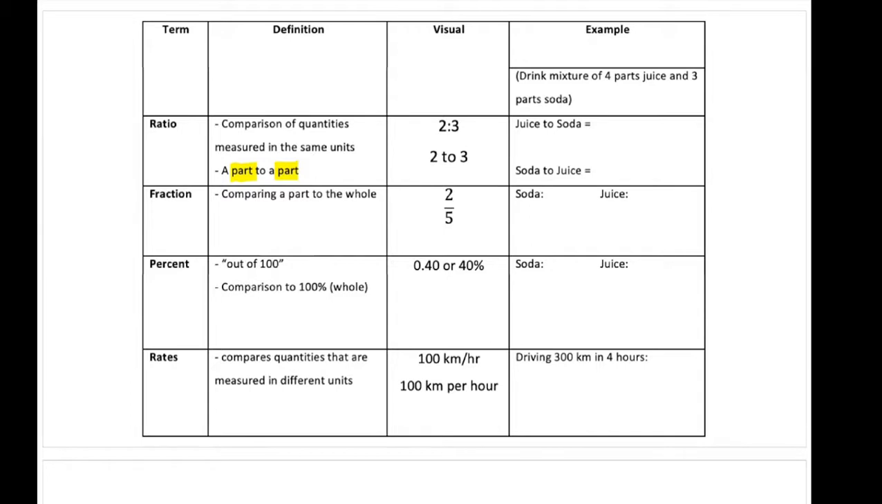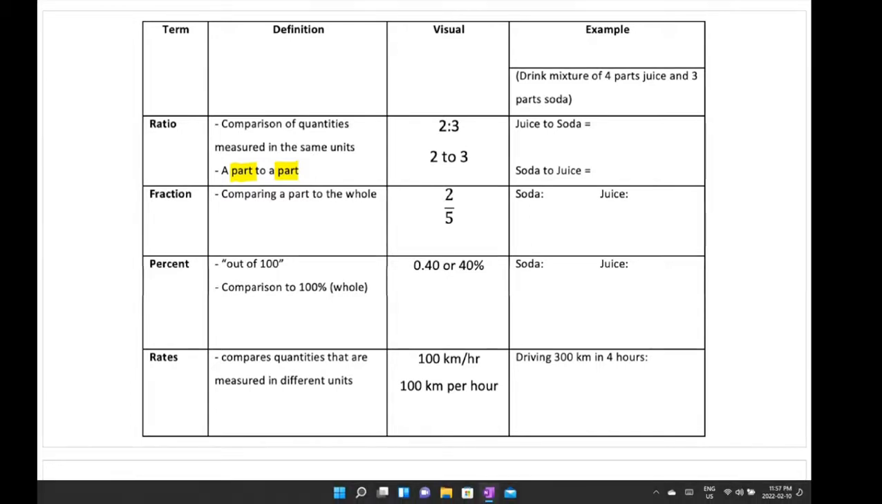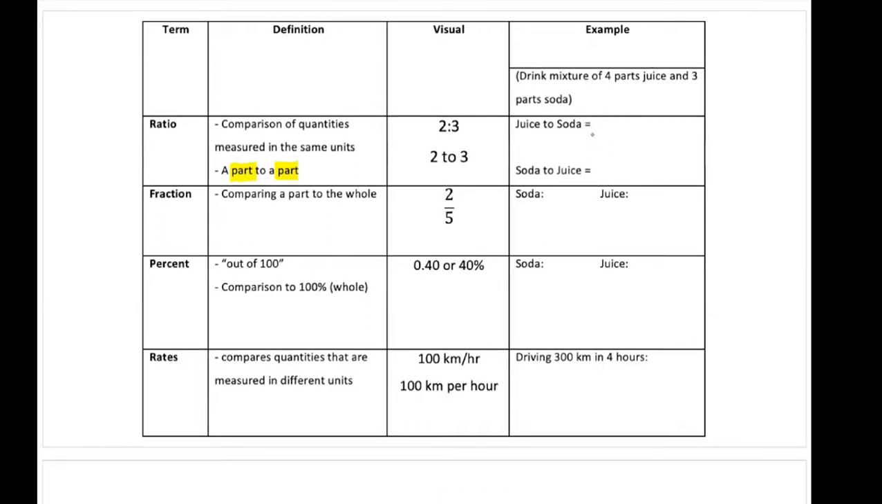In our example, if we have a drink mixture of 4 parts juice and 3 parts soda, if I wanted to create a ratio of juice to soda, I would put the parts of juice, in this case 4, as a ratio to the parts of soda, 3. If it was soda to juice, the parts of soda would come first, and the parts of juice would come second.